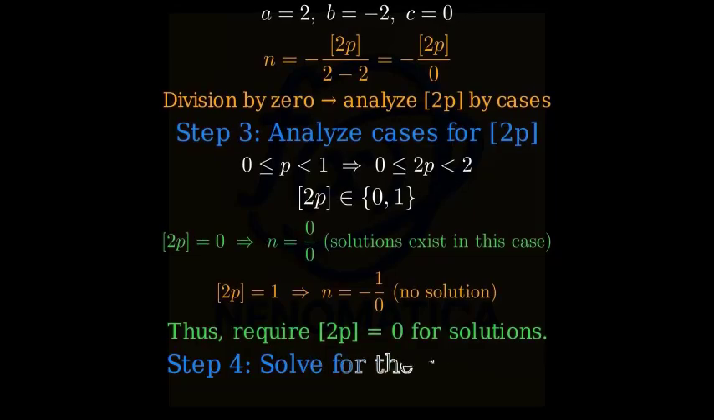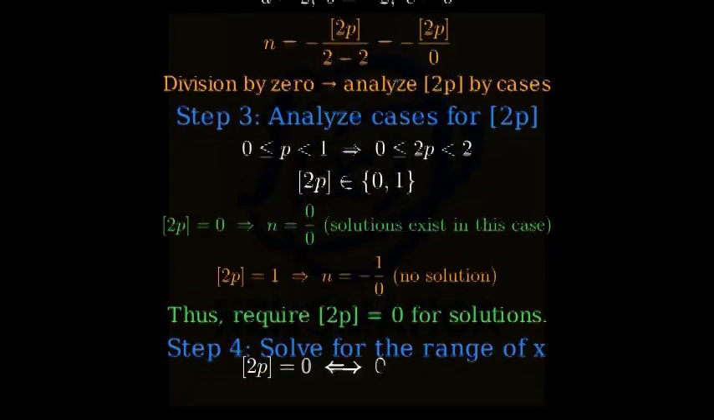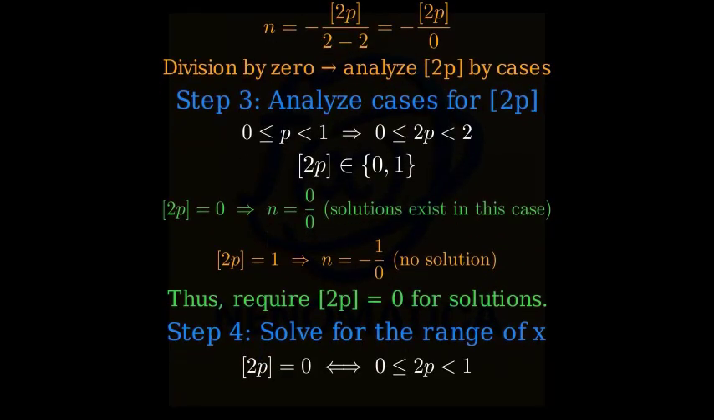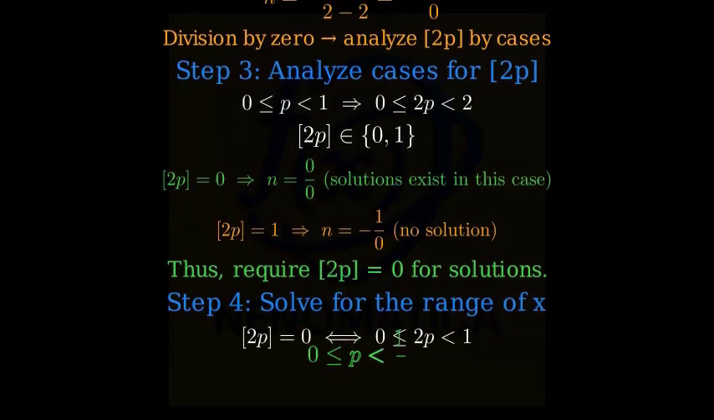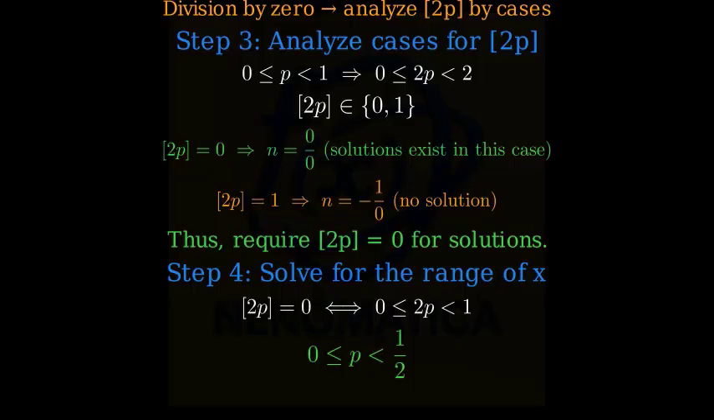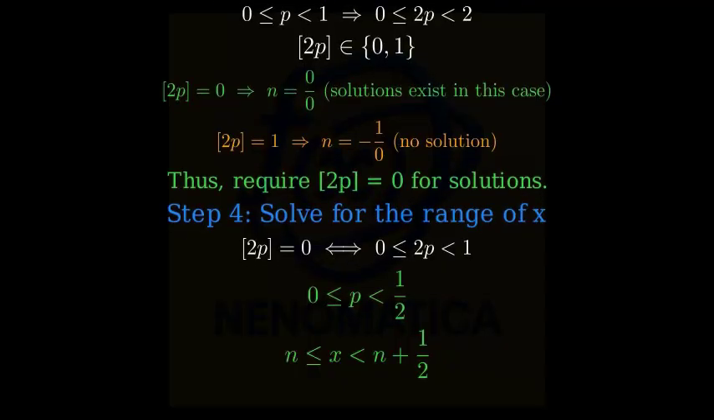Step 4. Solve the condition floor of 2p equals 0 for p, and then for x. Floor of 2p equals 0 means 0 is less than or equal to 2p and 2p is less than 1. Divide by 2 to get 0 less than or equal to p and p is less than 1/2. Since x equals n plus p, adding n to this inequality yields n less than or equal to x, and x is less than n plus 1/2 for any integer n.